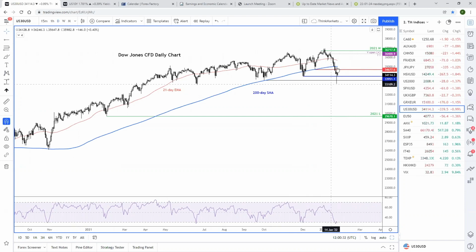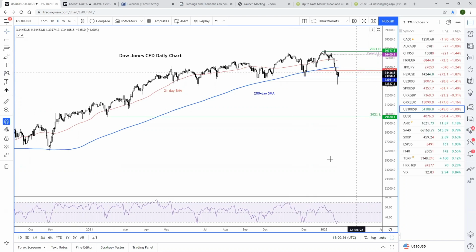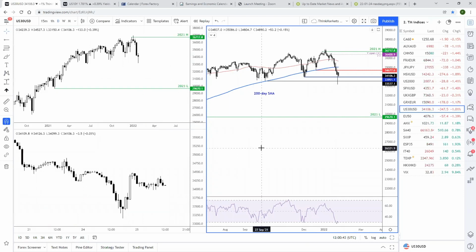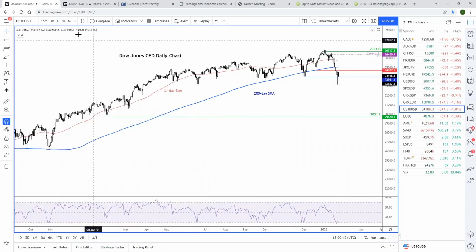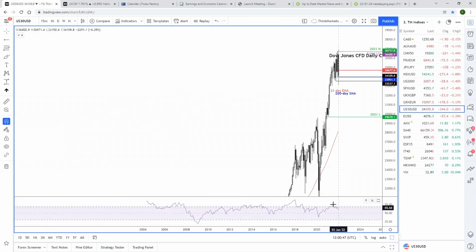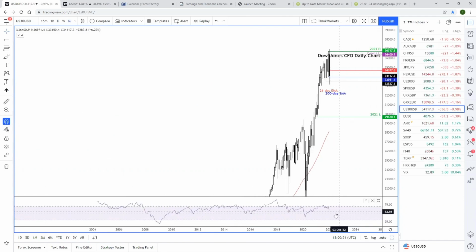But consolidation wouldn't be a bad thing either, because this will allow the indices to work off their overbought conditions on the longer term chart. So this is obviously oversold on the daily, but if you look at it on the monthly, we are still at overbought level. So a bit of consolidation should be a welcome sign for the monthly chart.